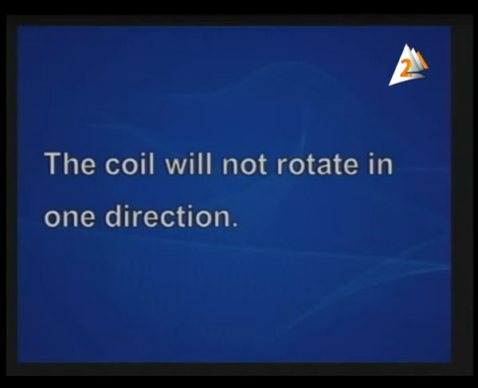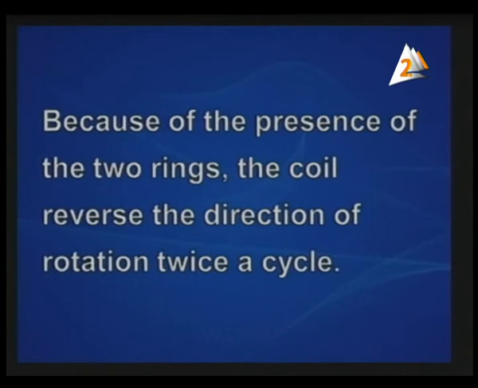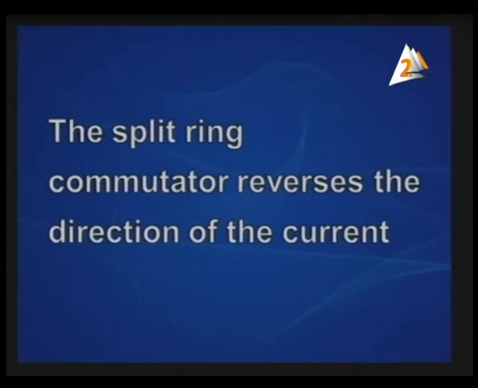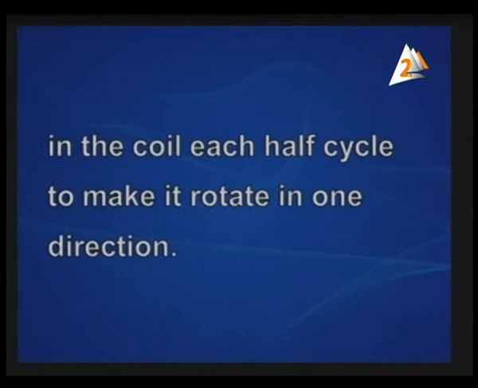Actually, the coil will not rotate in one direction because of the presence of the 2 rings. Because of the presence of the 2 rings, the coil reverses the direction of rotation twice a cycle. What change should we make? The 2 rings should be replaced by a split ring commutator. The split ring commutator reverses the direction of the current in the coil each half cycle to make it rotate in one direction.